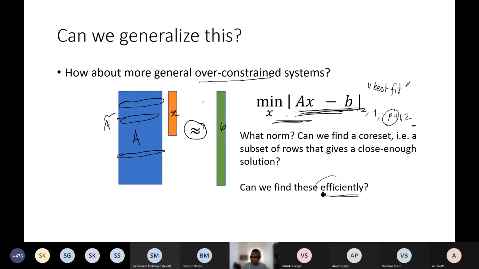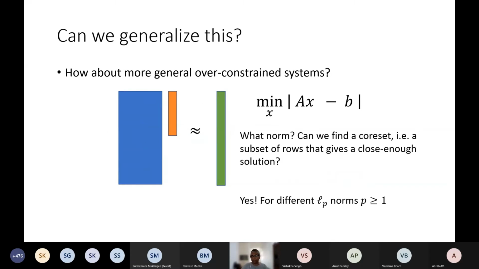Efficiently means we can find it in time which is smaller than the time needed to solve the full problem. This is what we'll show.